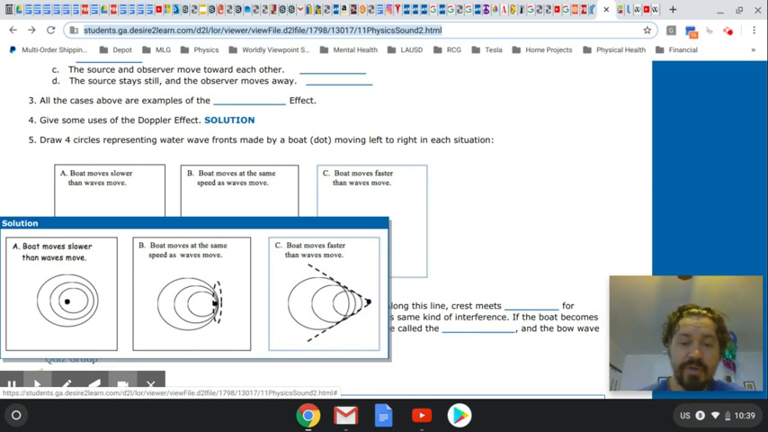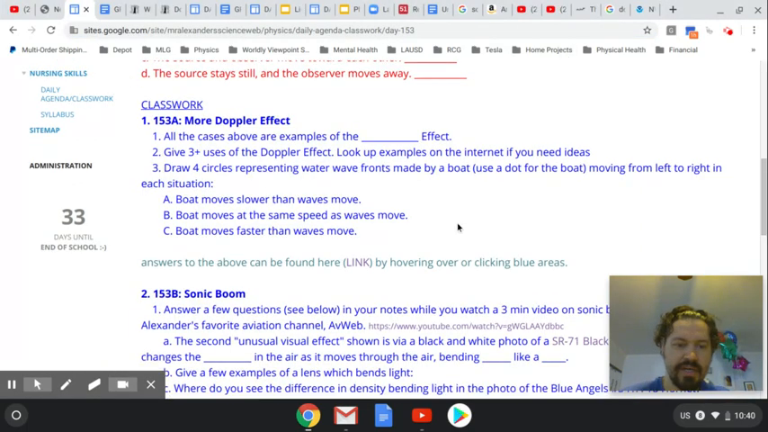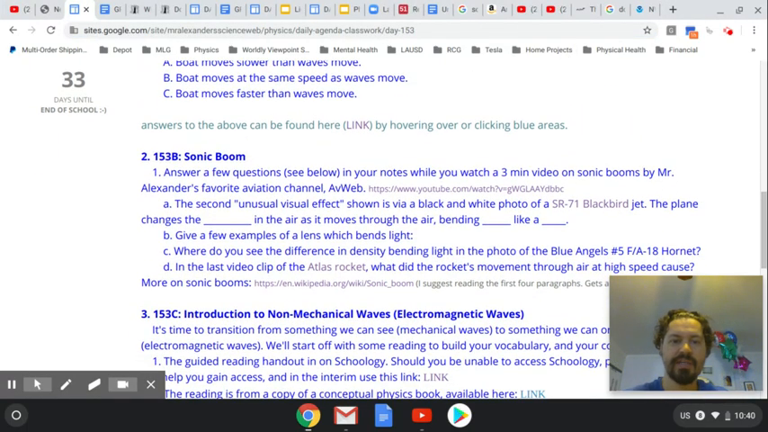And then for picture C, the boat is actually going to be ahead of the waves. So the waves are all going to slow down behind it. And then actually they'll bunch up in the front, kind of like you see there in B. And so that's important because that takes us to this concept of a sonic boom. So we're going to watch this video on the sonic boom together.